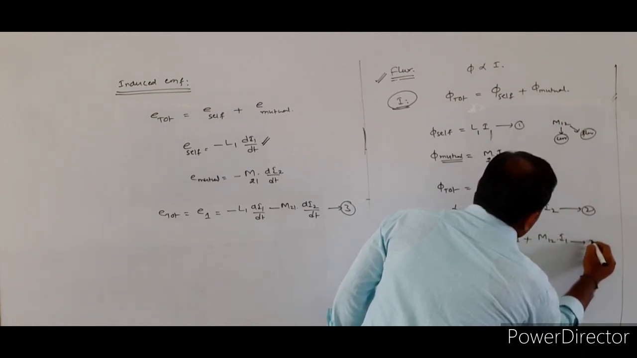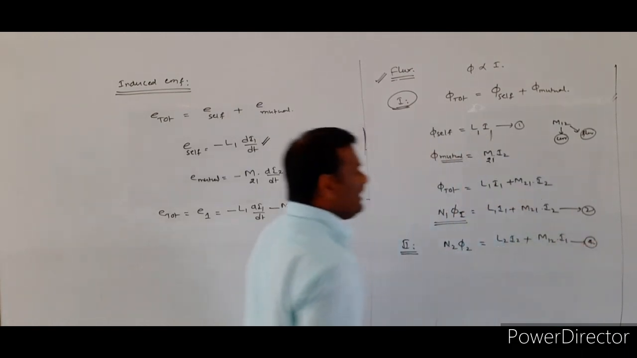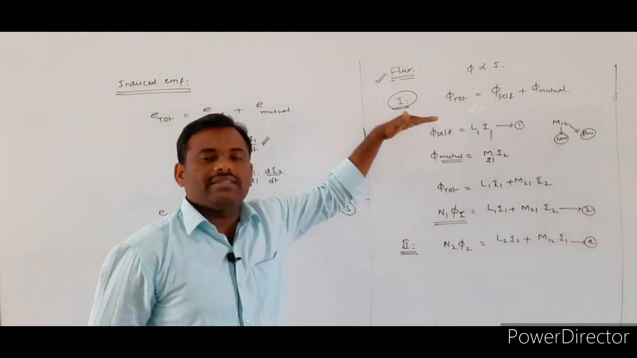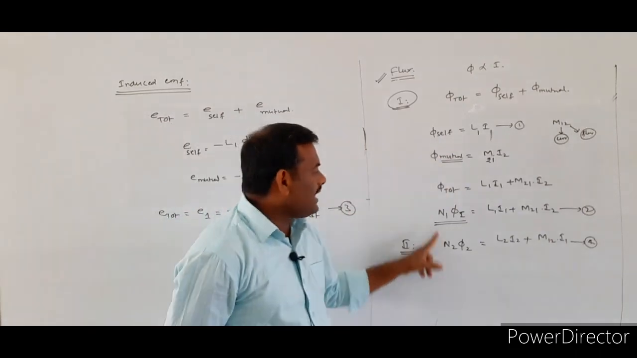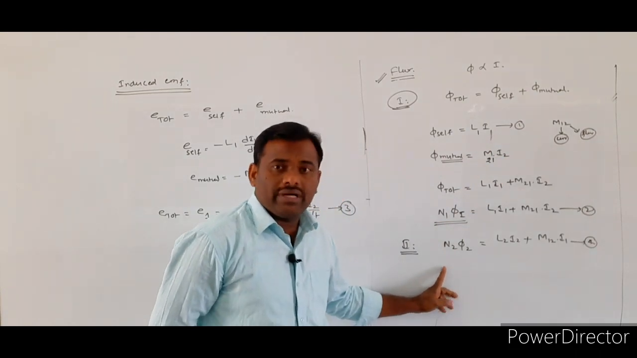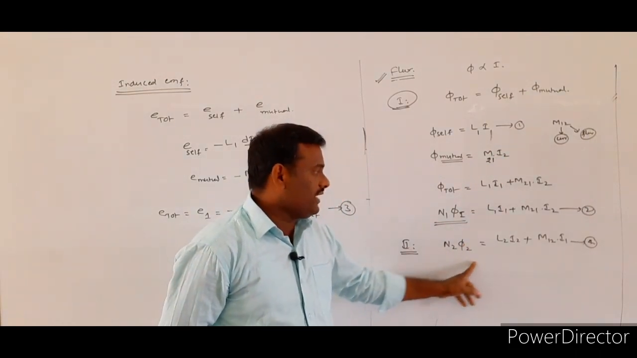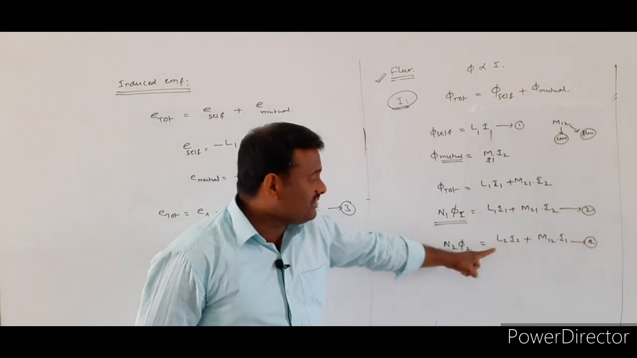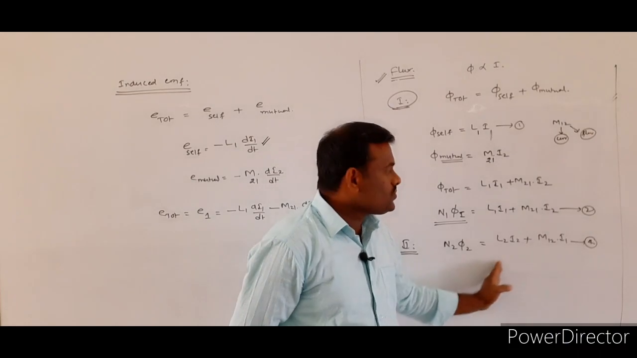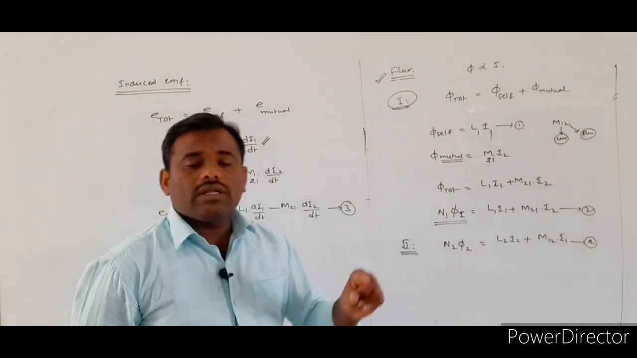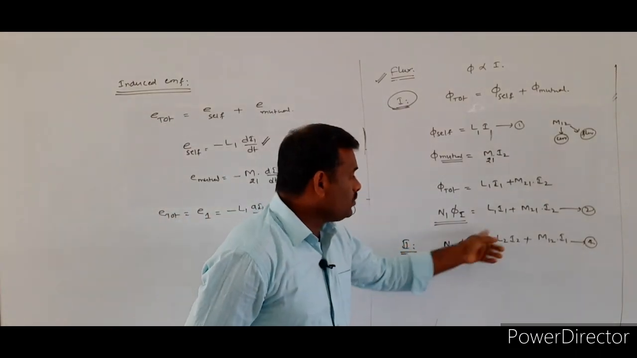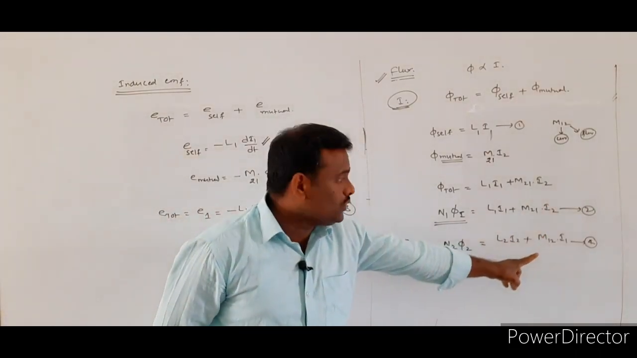When you apply the same principle for the second coil, the total flux value becomes: for the first coil you wrote N1 phi 1, and for the second coil the number of turns is N2 and the flux is phi 2. The second coil's coefficient of self-induction is L2, and the current is I2. So like this we get the total flux linked with the second coil: N2 phi 2 is equal to L2 I2 plus M12 into I1.